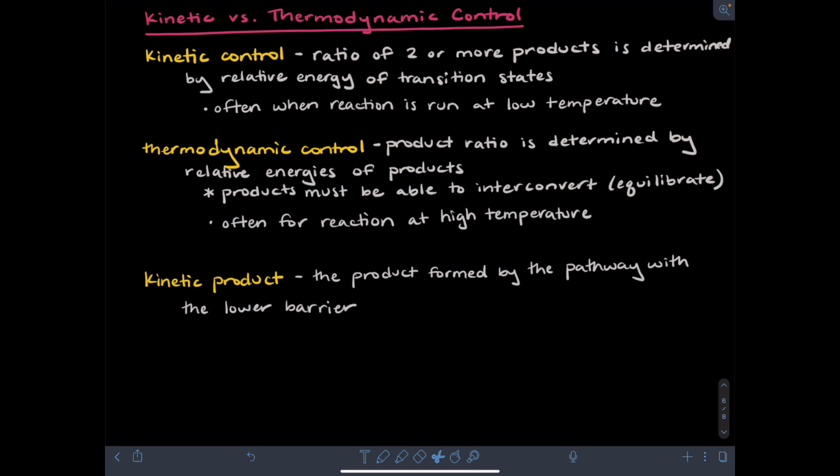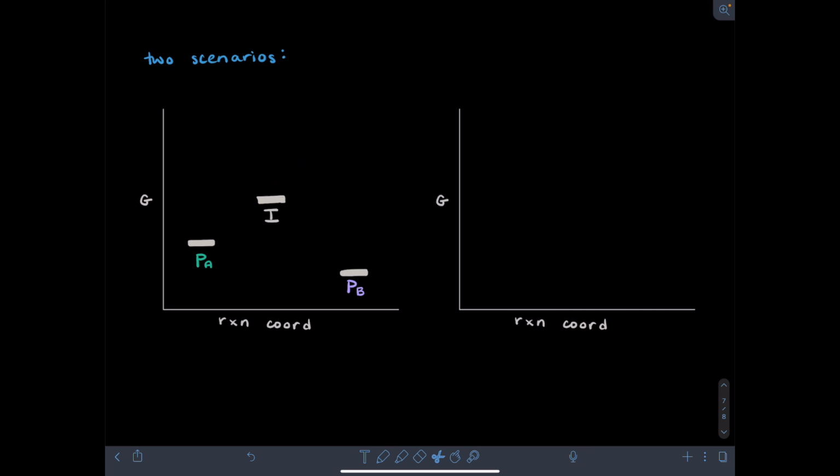We'd use the term kinetic product to describe the product formed by the lower energy barrier pathway, whereas the thermodynamic product is the more stable product. Let's consider two scenarios. In the first one, let's consider we have an intermediate that could go on to form either product A or product B.